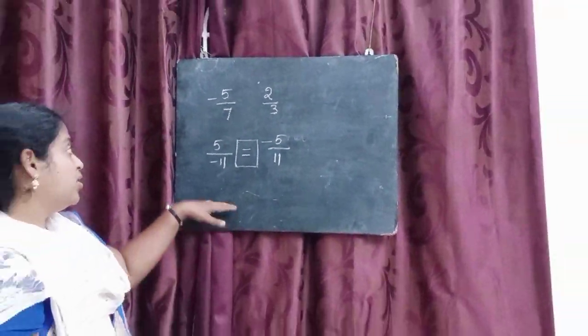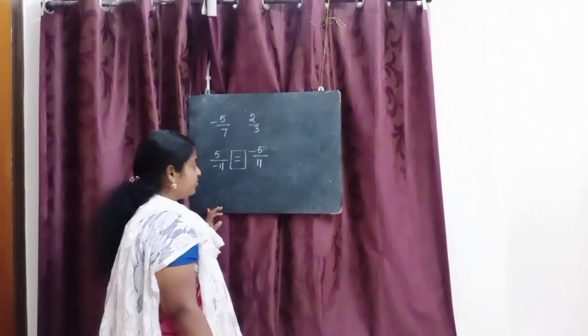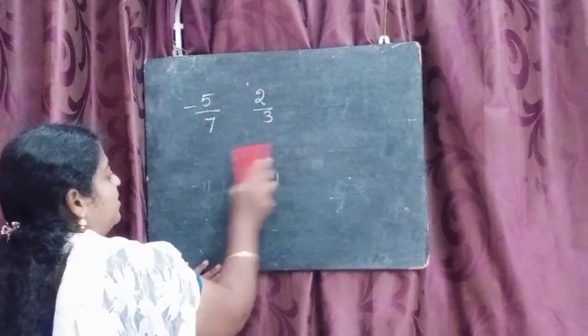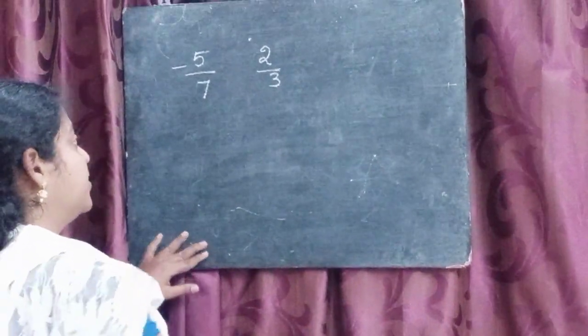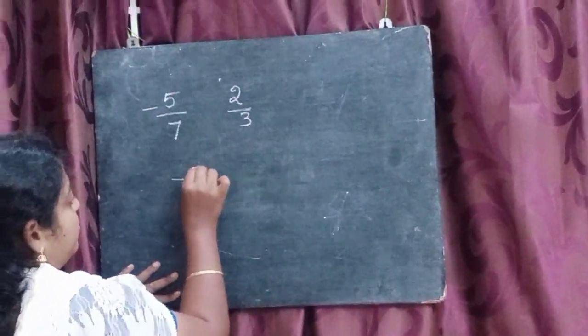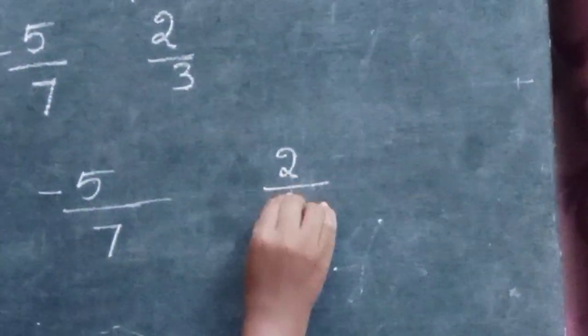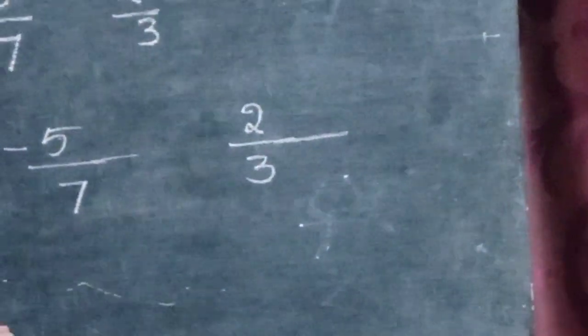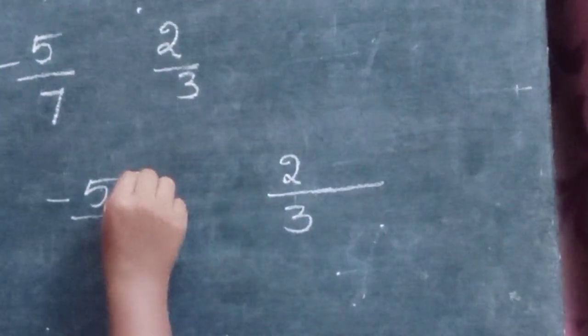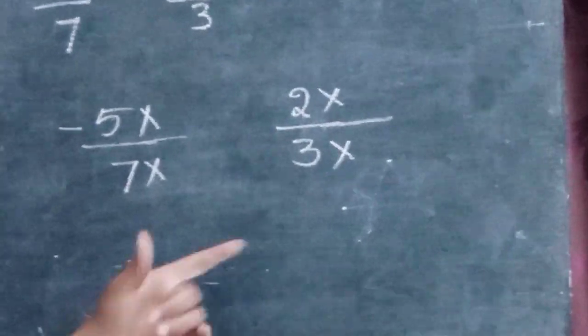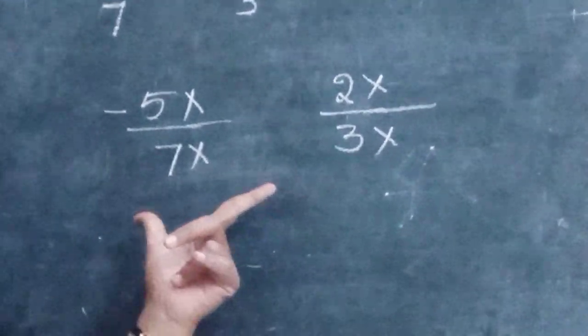Clear? Now, if the denominators are different, what will you do? Make them equal first of all. Minus 5 by 7, 2 by 3. What did we learn? I taught you equivalent fractions. That is, multiply the numerator and the denominator with the opposite denominators. Then it will be equal.